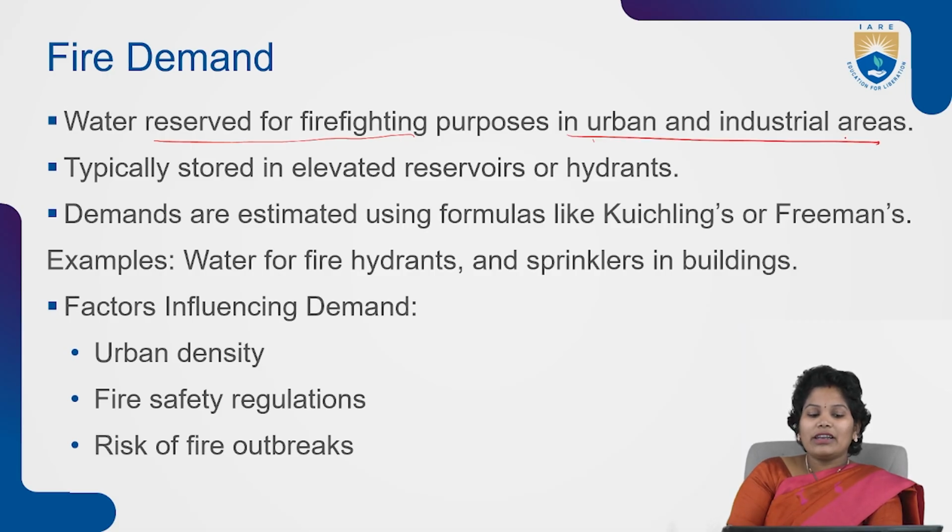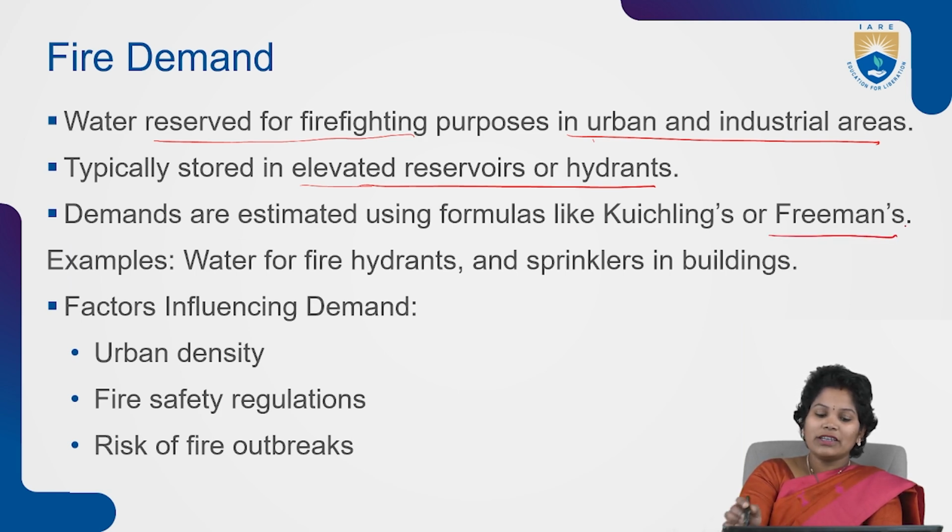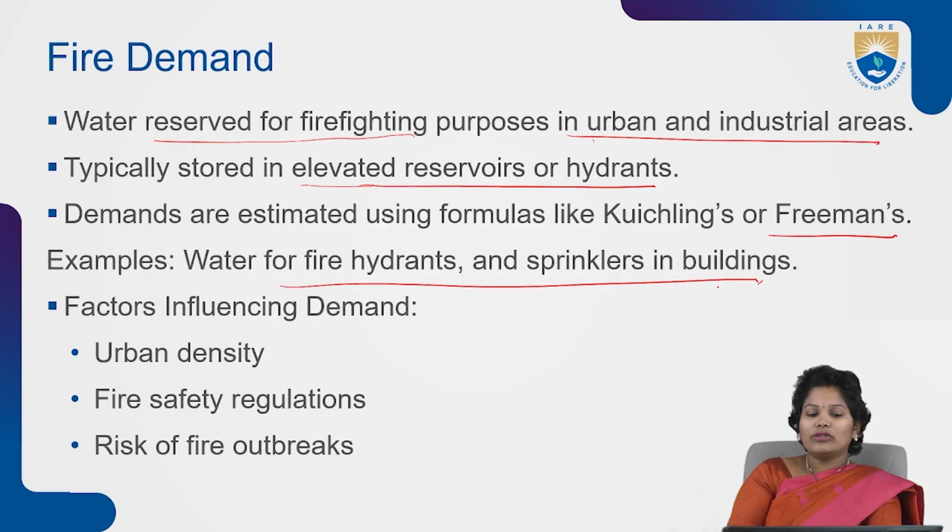It is typically stored in elevated reservoirs or in hydrants. Demands are usually estimated by Freeman's formula. This covers water for fire hydrants and sprinklers in buildings. It is mainly used when a fire accident occurs. With these fire hydrants and sprinklers, water is used to slow down the fire.